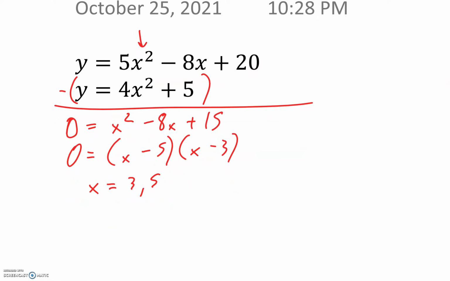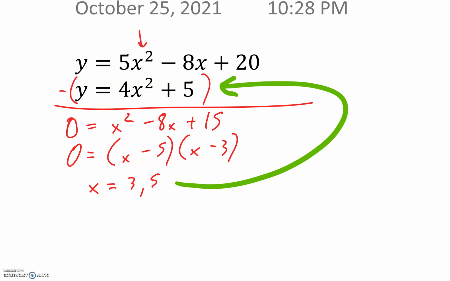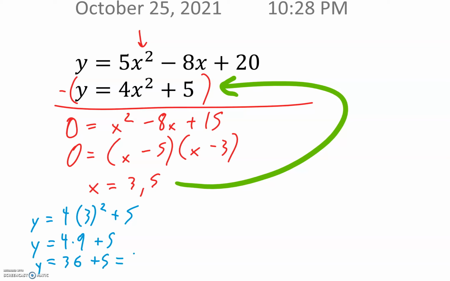And now what we can do here is substitute those values back into one of our equations. I'm going to choose the one that looks more simple to me and substitute x back in. So now we're trying to solve for y. So 4x squared, so 3 squared, plus 5. So y equals 4 times 9 plus 5. So y equals 36 plus 5, or 39.